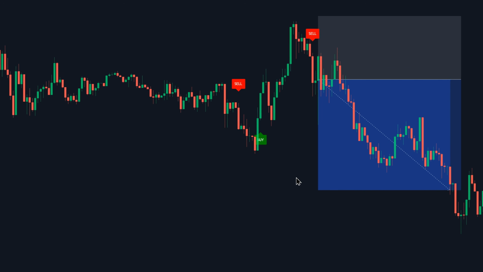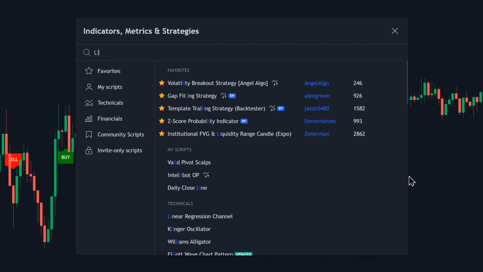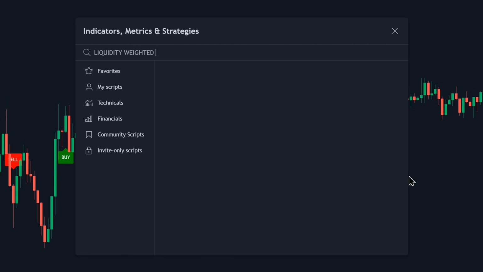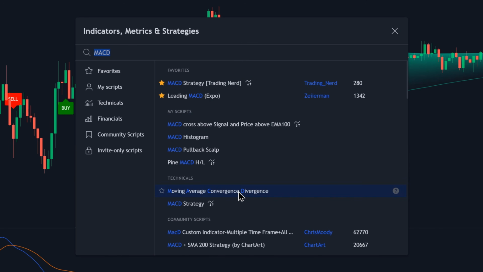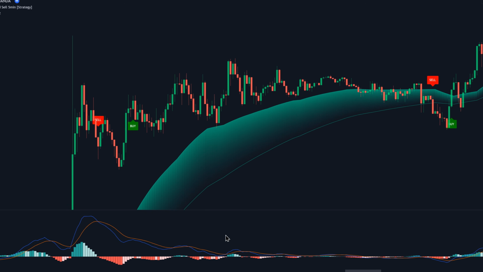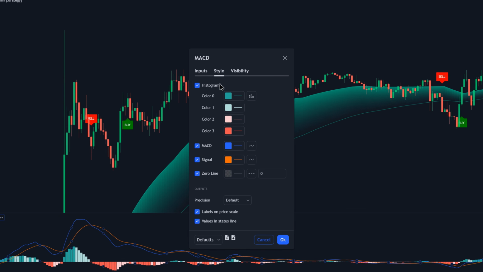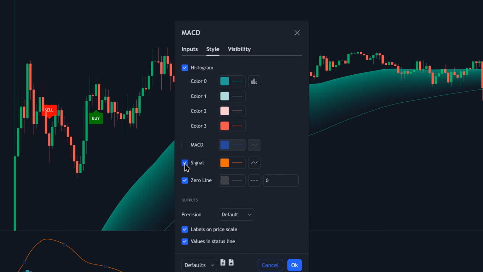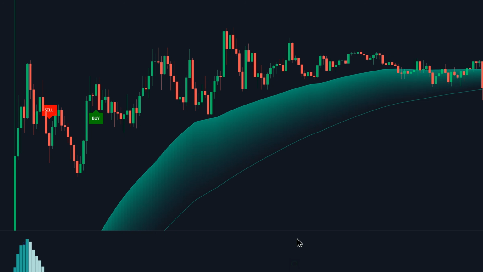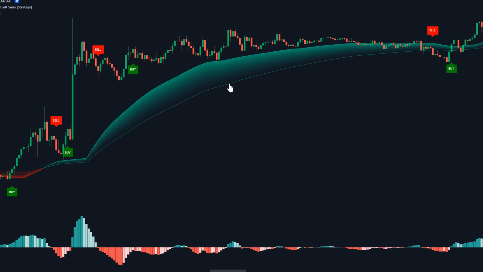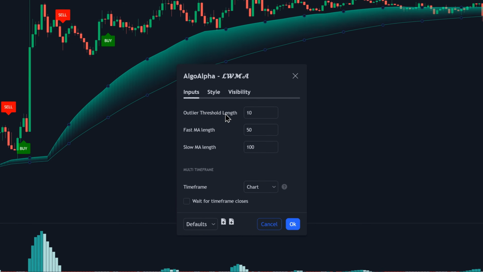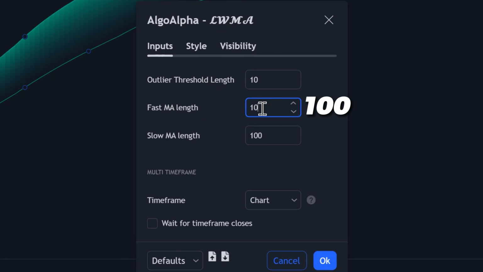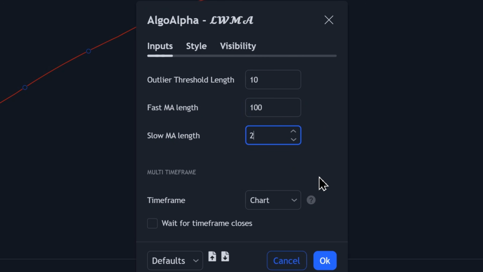Then open the indicator search tab and type in Liquidity-Weighted moving averages, and you're going to select this one created by Algo Alpha. Next, type in MACD, this one called moving average convergence divergence. Then double-click on the MACD indicator. Then on the Style tab, you want to disable the MACD line and the signal line options. After that, click OK. For the Liquidity-Weighted moving average indicator, we're going to double-click on it, and then on the Inputs tab, you want to change the fast MA length to 100, and then for the slow MA length, we're going to go with 200.